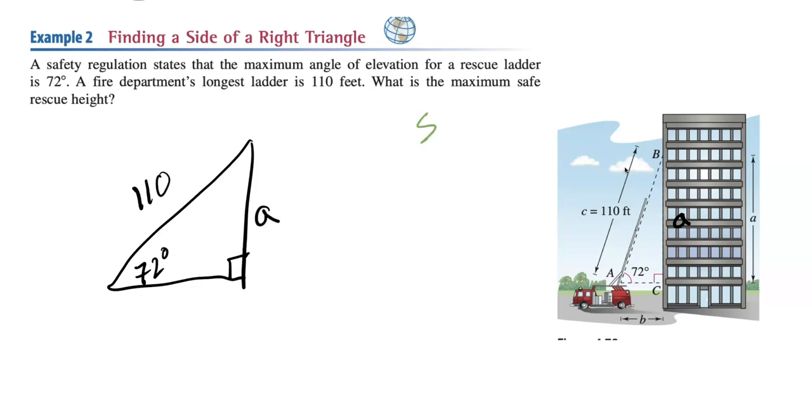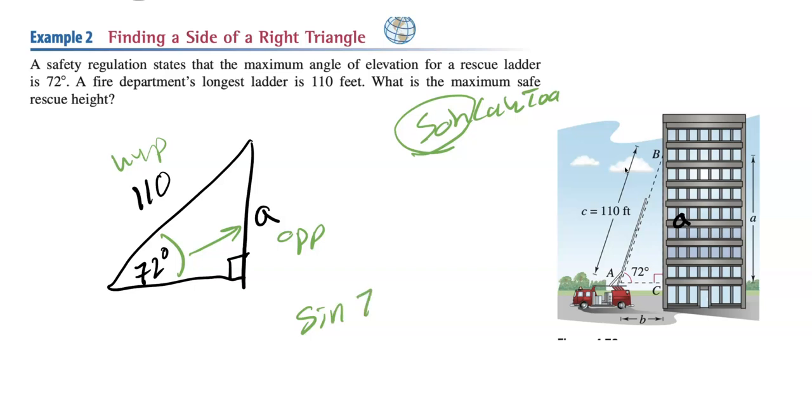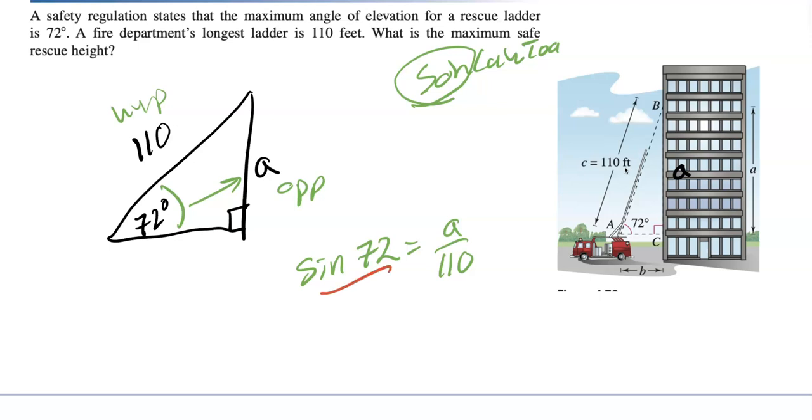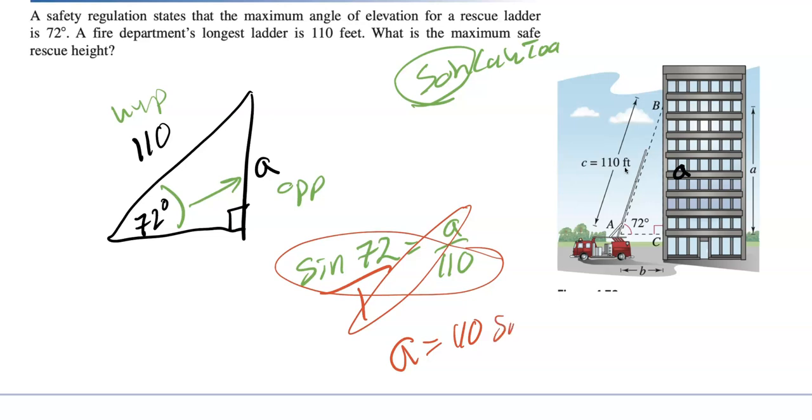That seems like a SOHCAHTOA problem again. We have opposite and hypotenuse. That is O and H. That is sine. So we're going to do sine of 72 equals A over 110. Then we can just cross multiply. A equals 110 sine of 72. We'll put that into the calculator also, and we get approximately 104.62. So that's the height in feet that the safety ladder could get to.